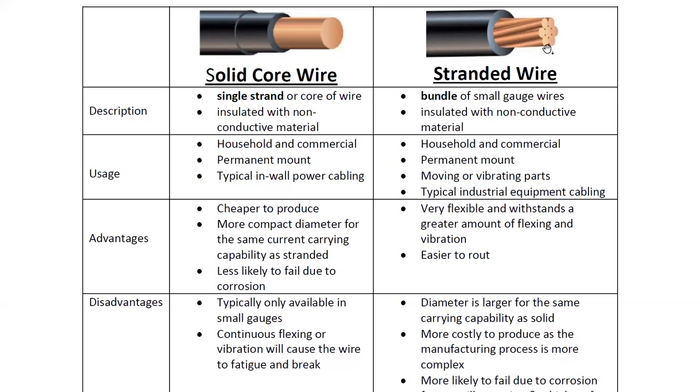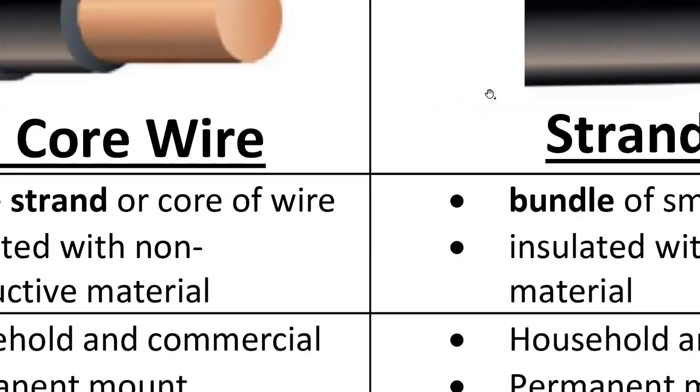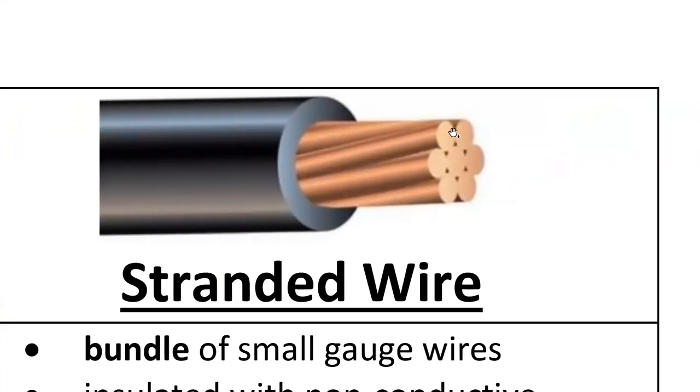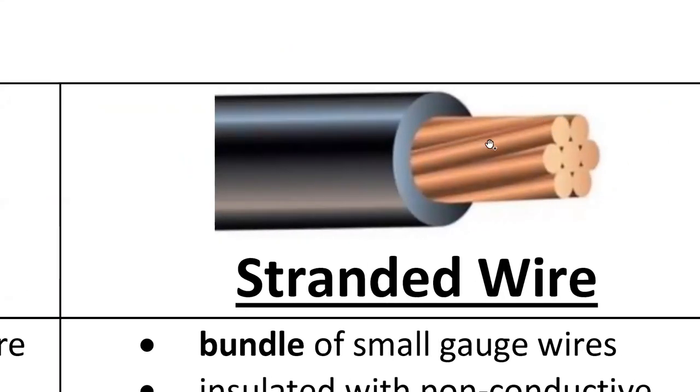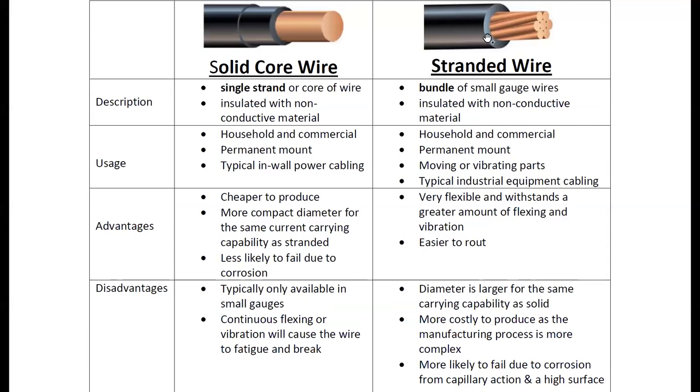Okay, so the same amount of copper, if you look at this thing, there are some empty spaces here. You see here, there's a strand, there's a strand, and there are so many empty spaces. You can compact them in a certain way, but if you want to have the same amount of copper as this, this will physically take more space. So here come the advantages for the solid core wire. Cheaper to produce because it involves less process. More compact diameter for the same current carrying capability as stranded. Now, when you run one or two wires, it doesn't make too much difference. But if you have a whole bunch in a pipe, then yes, it does make a difference.